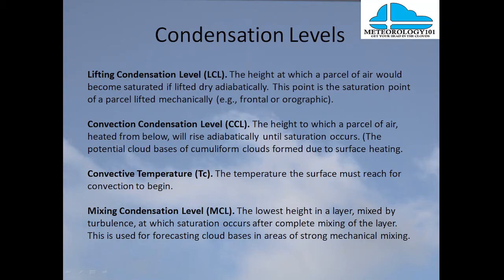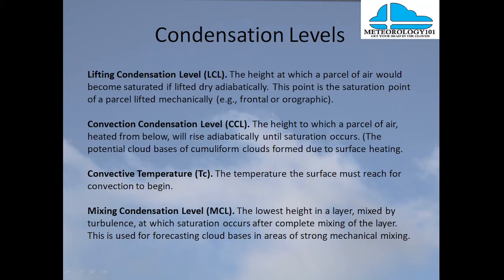The CCL, the next one, is the convective condensation level. That is strictly heated from below, surface heating, and then bringing that air particle up, and at what point saturation occurs, and the cloud bases of cumuliform clouds. And if you watched any of my other videos, we did talk about cumuliform types of clouds. The cumuliform is an unstable cloud because it's caused by the heating of the surface. So as the heat goes up, the heat's kind of mixing around, and it is an unstable environment.